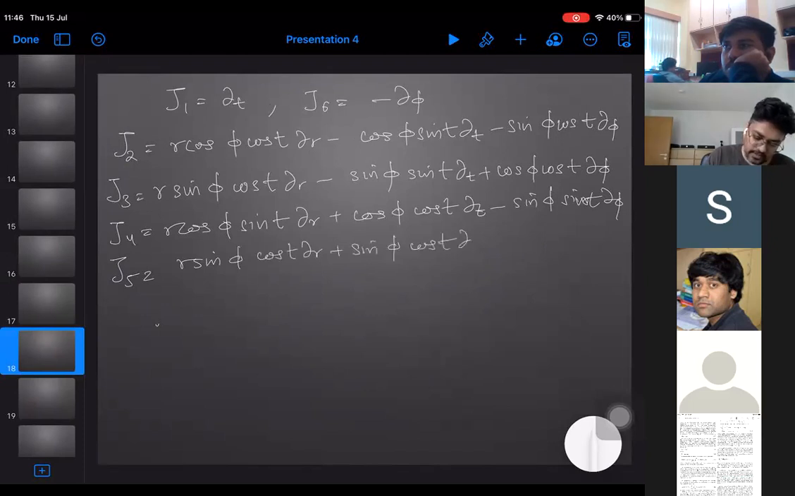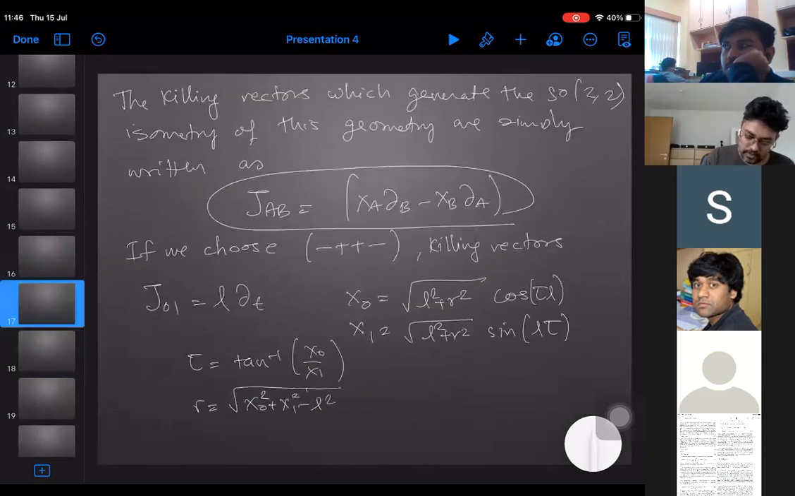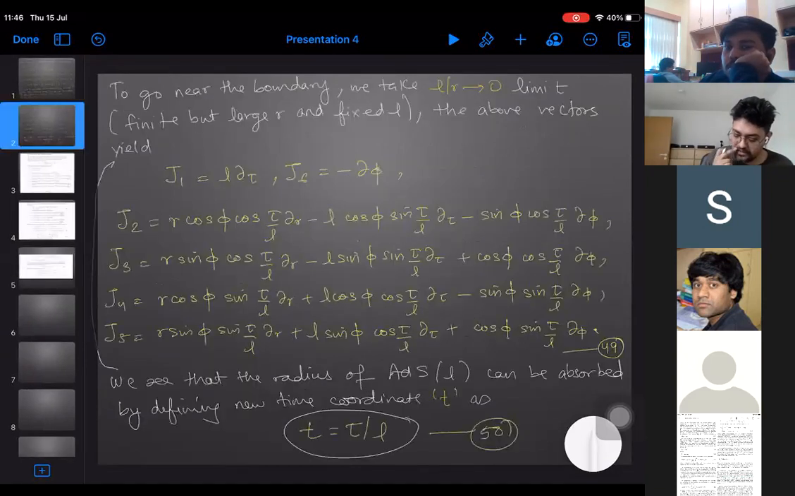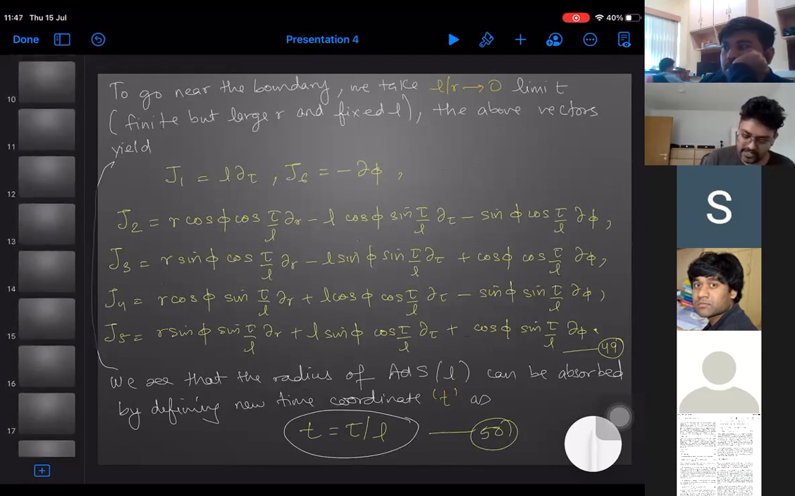So where is this T coming from? Aren't you working in UR coordinates? No, the thing is that T I have defined as tau by L. Oh, okay, sorry, thanks. It's just a redefinition.